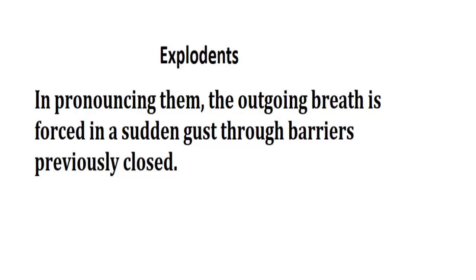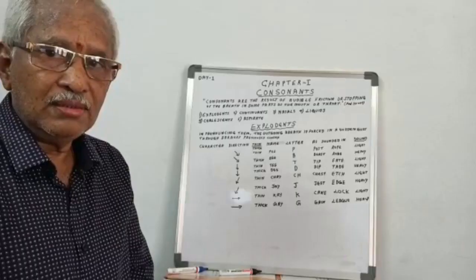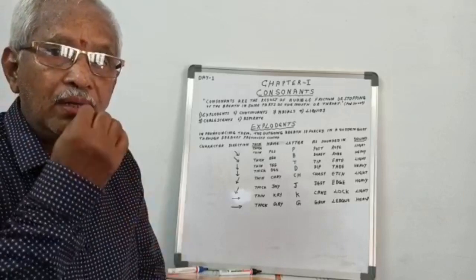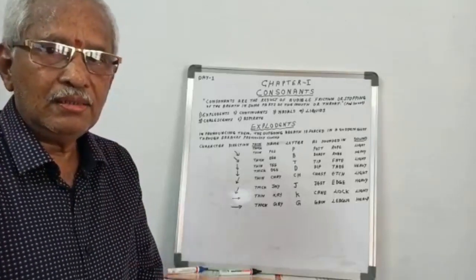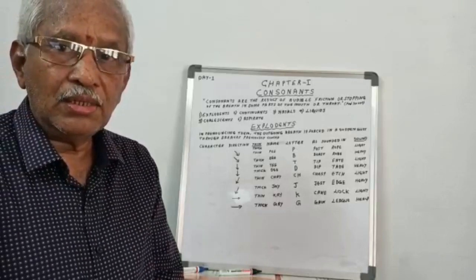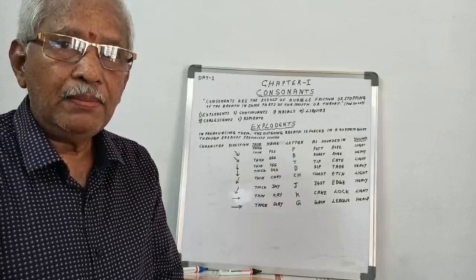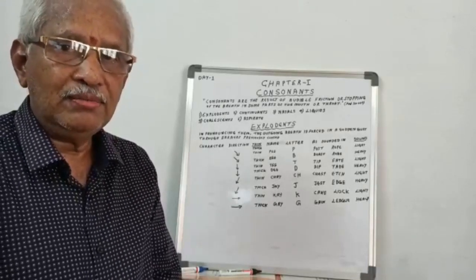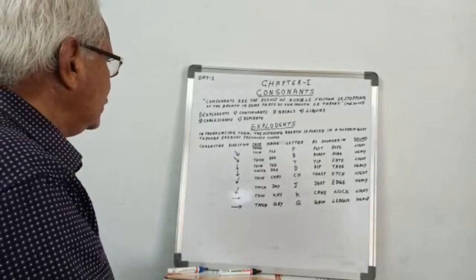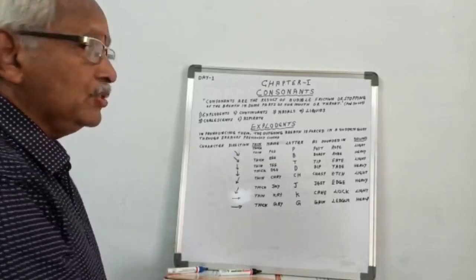What is meant by explodents? Explodents means in pronouncing them, the outgoing breath is forced in a sudden gust through barriers previously closed. That is, from the lips the sound comes. P, B, T. So there are 8 characters in this group.